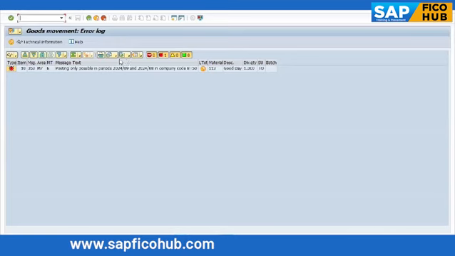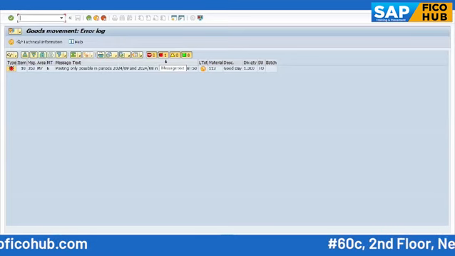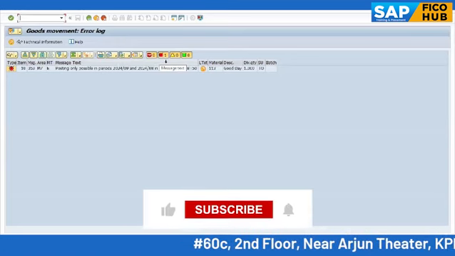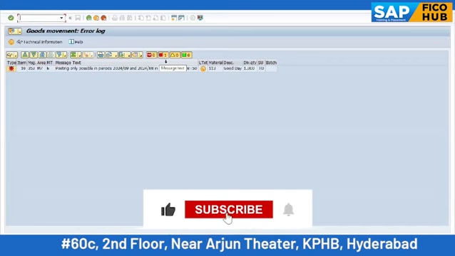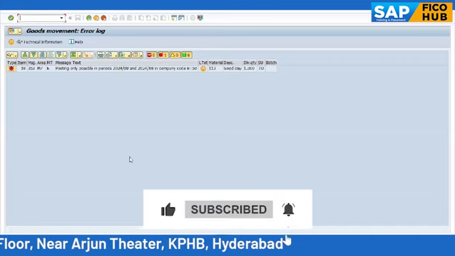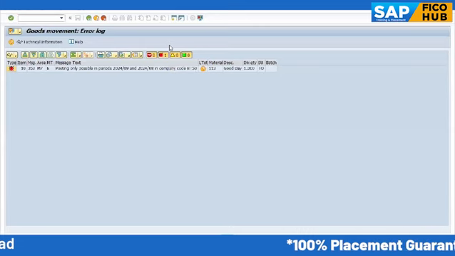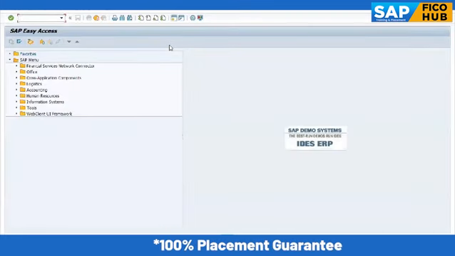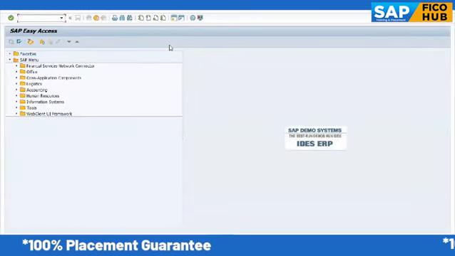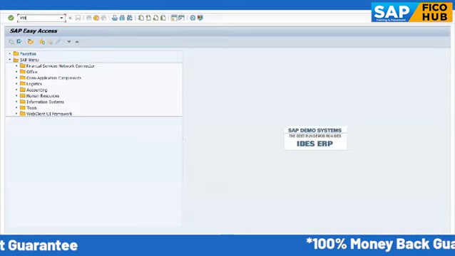But system is allowing to post only on 9th period and 8th period. So in India, it is 10th period. So open 10th period. How to open 10th period? It's not OB52 configurations. It is something like MM period opening. So we have 2 T codes to open and close periods.